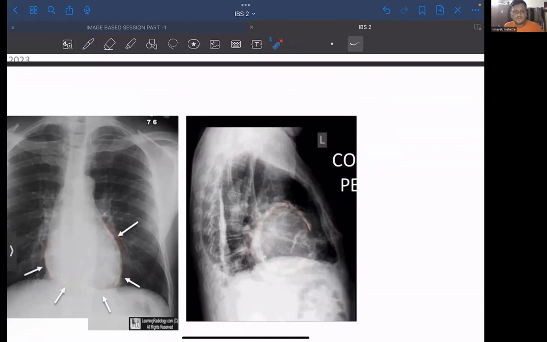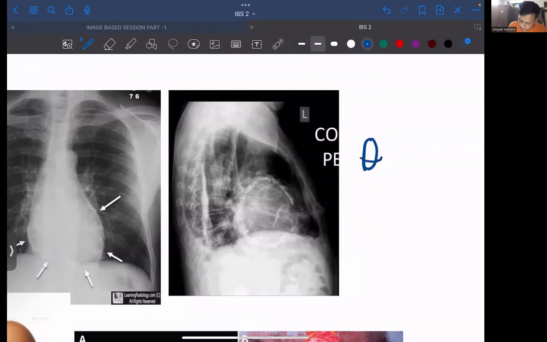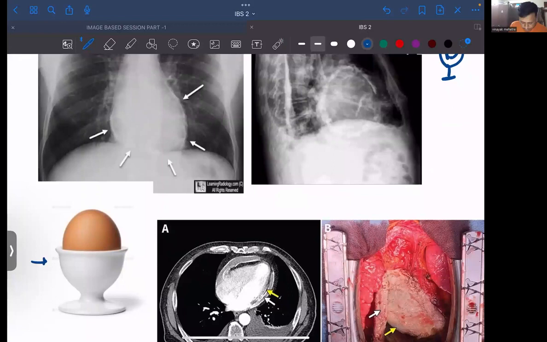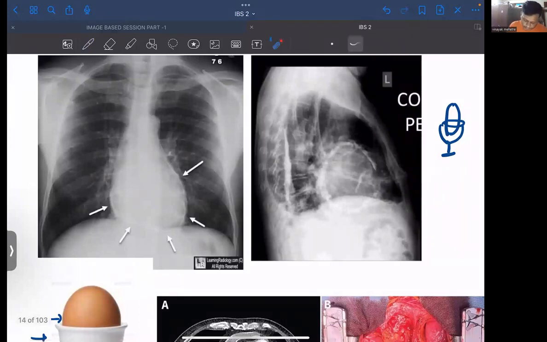You would have seen a foreigner who is eating egg in a cup, right? They eat it at breakfast. Like this, they will tear it from here. The same we are going to see in X-ray, and our egg is the heart.